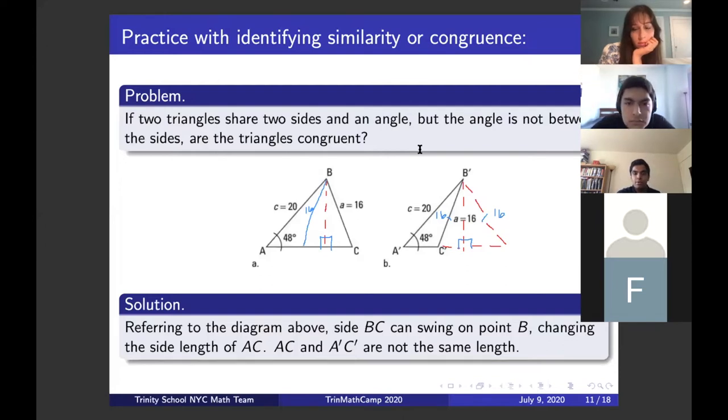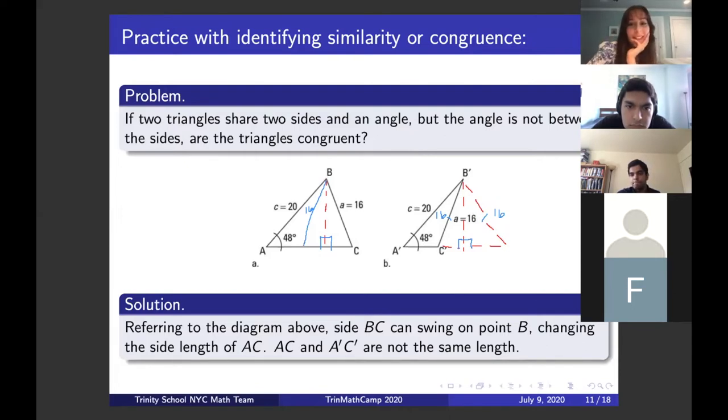And so perhaps you can think about when this case might be true, whether there are specific cases or not. But this shows that it's not always true, because we can form these two types of triangles.